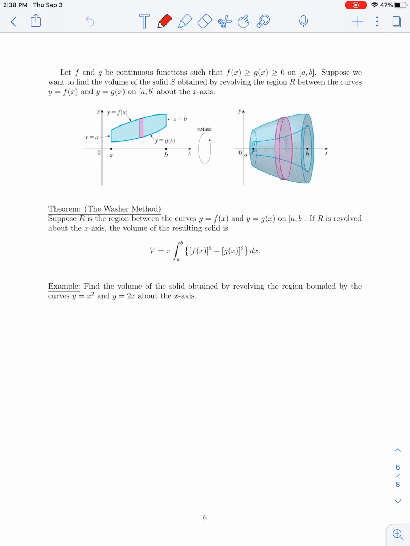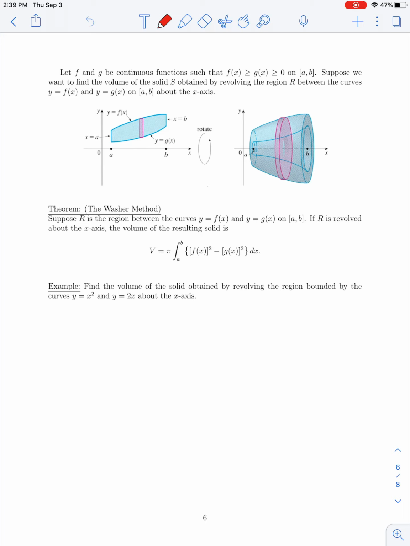Now, we can't find the volume of every solid of revolution using the disk method. So the method that we're going to talk about next is known as the washer method, and it's somewhat similar to the disk method, but a little more complex. So let's consider our problem of interest for this lecture.